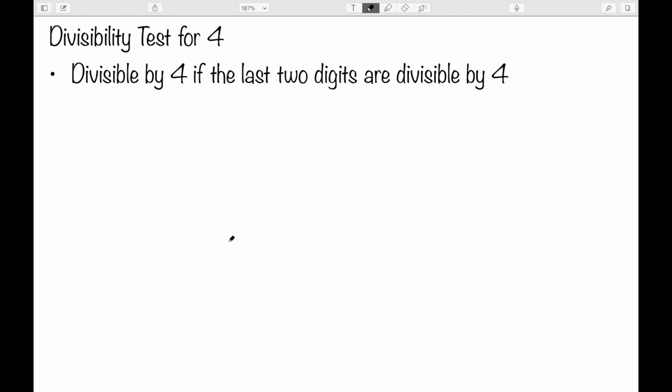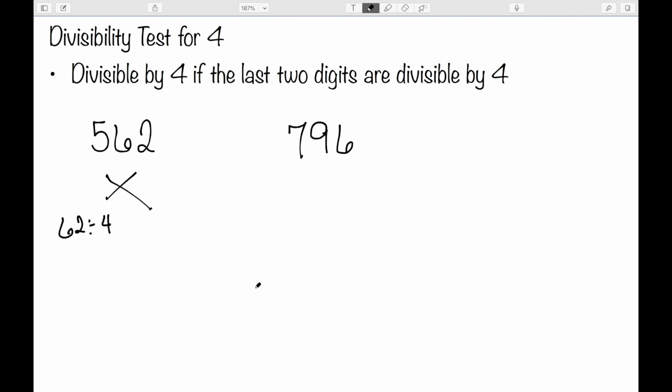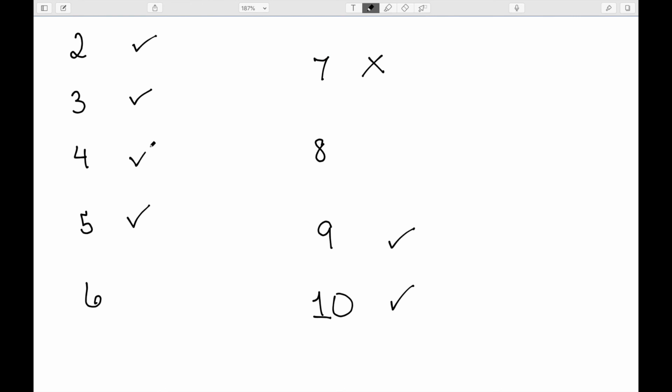A number is divisible by 4 if the last 2 digits are divisible by 4. As an example, 562. If I want to look at 62 divided by 4, this is not a whole number, so this would not be divisible by 4. However, 96 divided by 4 is a whole number. It is 24. So yes, this would be divisible by 4. So now we have our divisibility test by 4, and we only have 2 left.